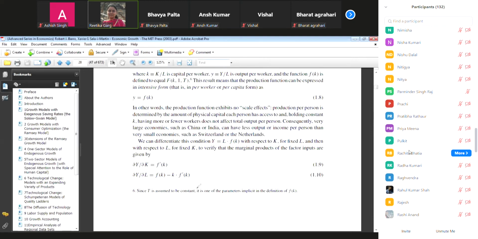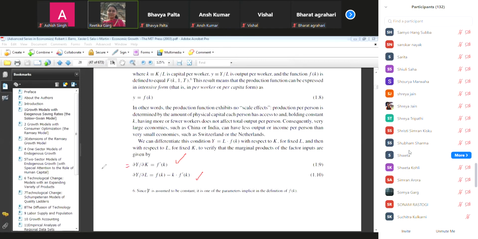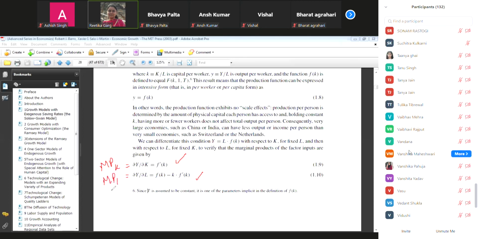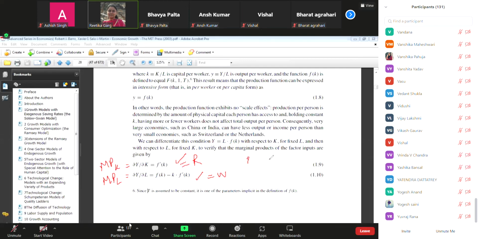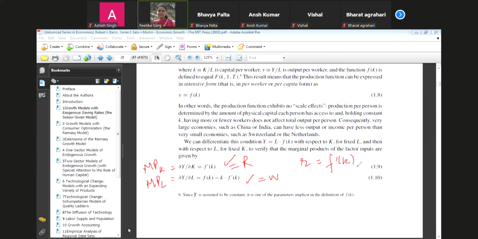So here on the left-hand side, you have the marginal product of capital, and here you have the marginal product of labor. And this is equal to W, and this is equal to the rental rate of capital. You define small r as basically F prime K minus delta. So this is basically the marginal product of capital minus the depreciation rate. That's how you define the small r.